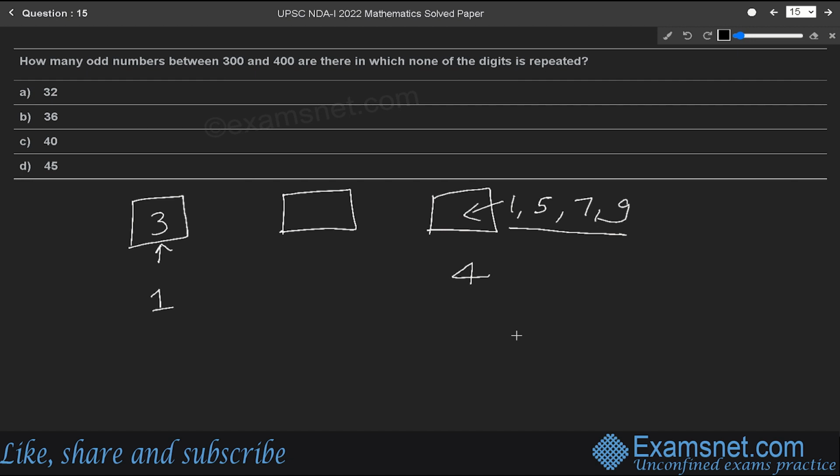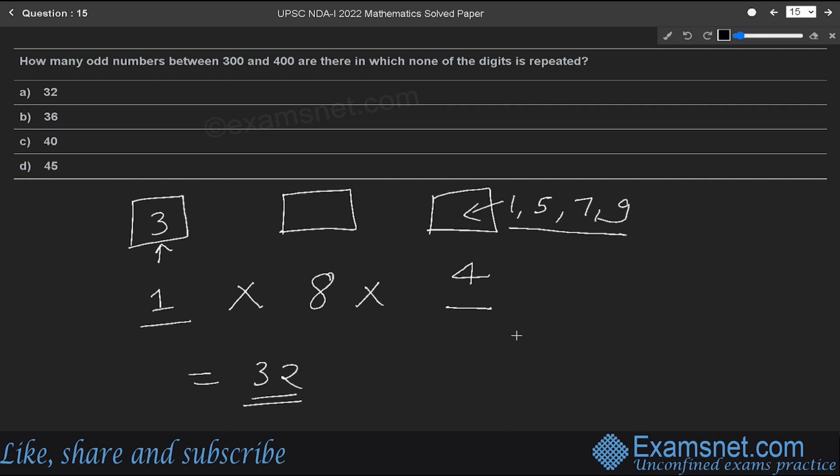We know that the total number of digits from 0 to 9 is 10, and from 10 one digit is used here and one digit is used here. So, the remaining digits are 8. 10 minus 2 is equal to 8. So, now we get the total number of combinations, which is 1 into 8 into 4 gives 32.